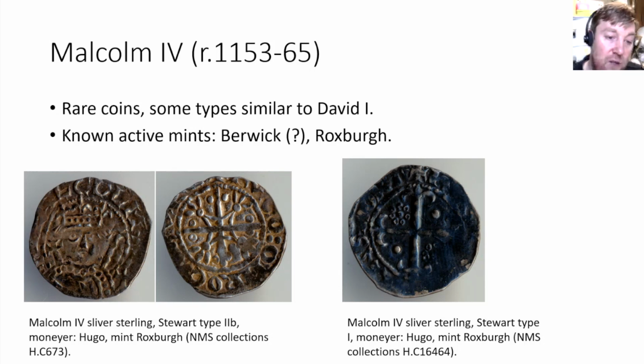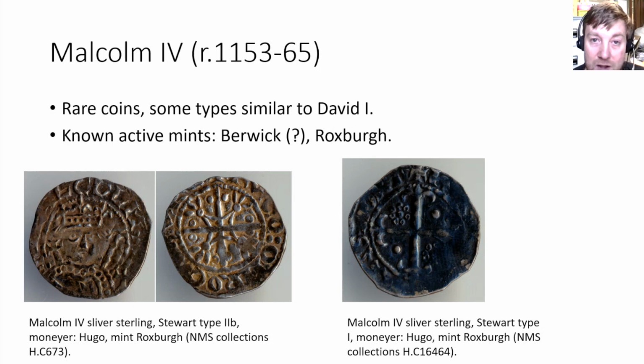So with David and Earl Henry, they were always depicted either facing left or right with a scepter. On some of the types of Malcolm IV, we now actually have a facing bust with two scepters either side. And also some of the reverse designs change as well. So we get quite complex designs. And so how Malcolm IV coins are divided is based on the obverse bust and the reverse design too. And the only known active mints of Malcolm are Berwick and Roxburgh.